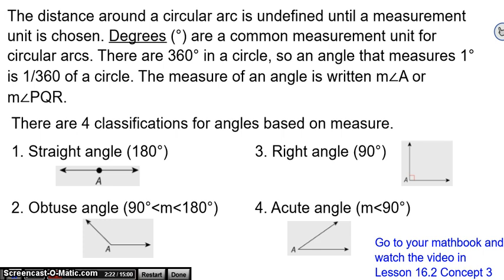There are 4 classifications for angles. There's the straight angle that measures 180 degrees. There is the obtuse angle. That measure is somewhere in between 90 and 180 degrees. An angle whose measure is exactly 90 degrees is called a right angle. And then an acute angle is an angle that measures in between 0 and 90 degrees.